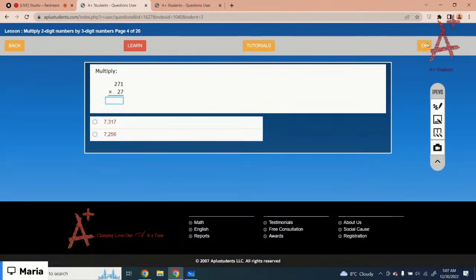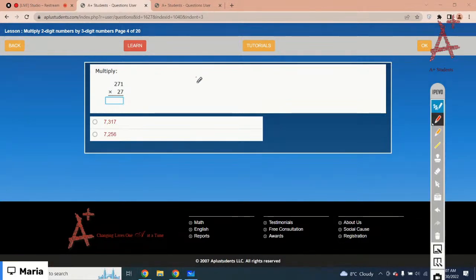Okay, the next one is 271 times 27. So let's just multiply. It would be 271 times 27. 7 times 1 is 7. 7 times 7 is 49. Write 9 and 4 carry. 7 times 2 is 14 and 14 plus 4 is 18.